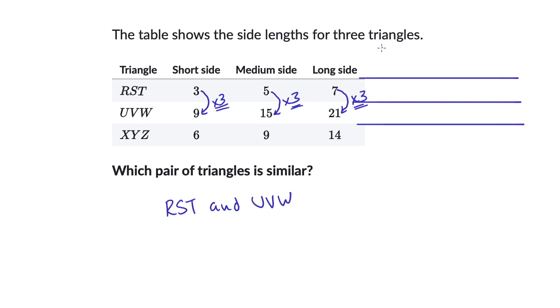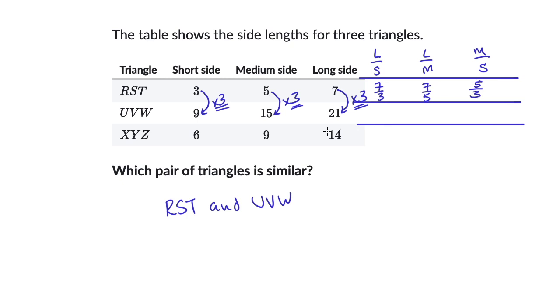So I'll look at the ratio of short to long. Actually, let's go the other way. Let's do the longer sides on top. So we have the long to the short, the long to the medium, and then the medium to the short side. So the long side to the short side here is 7 over 3. Long side to the medium side here is 7 over 5. And the medium side to the short side is 5 over 3.